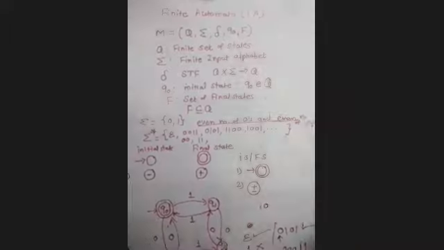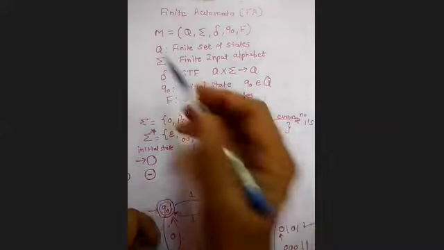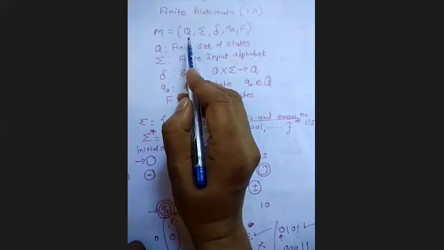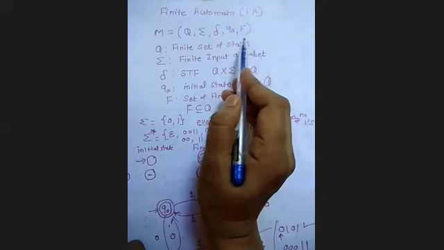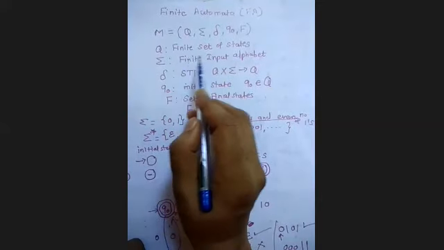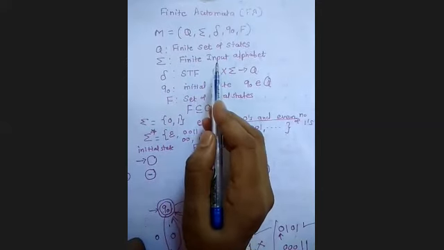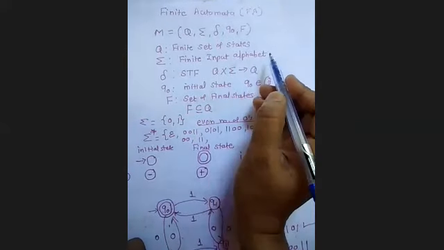Okay. So last time what we have seen: the finite automata, which is a mathematical model of the finite state machine, and it is denoted by the 5 tuples. So we have seen that M is our finite automata, and the 5 tuples are Q, sigma, delta, Q0 and F, where Q is a finite set of states, and sigma is an input alphabet, so it is a finite set of input symbols.